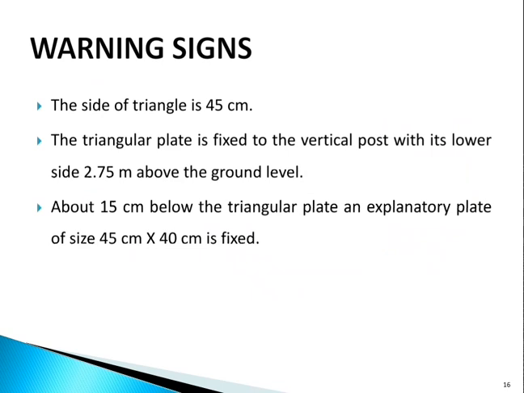So, the side of the triangle is 45 cm. The triangular plate is fixed to the vertical post with its lower side 2.75 meter above the ground level. About 15 cm below the triangular plate, an supplementary plate of size 45 cm by 40 cm is fixed.